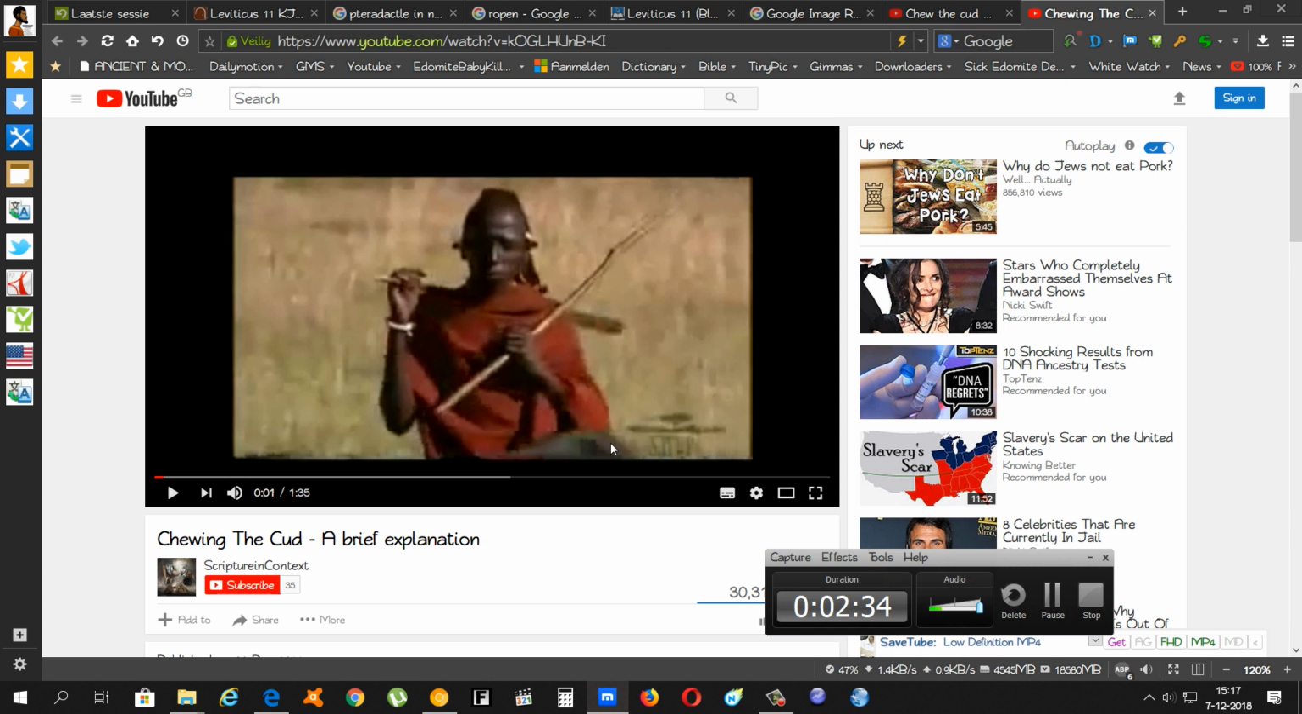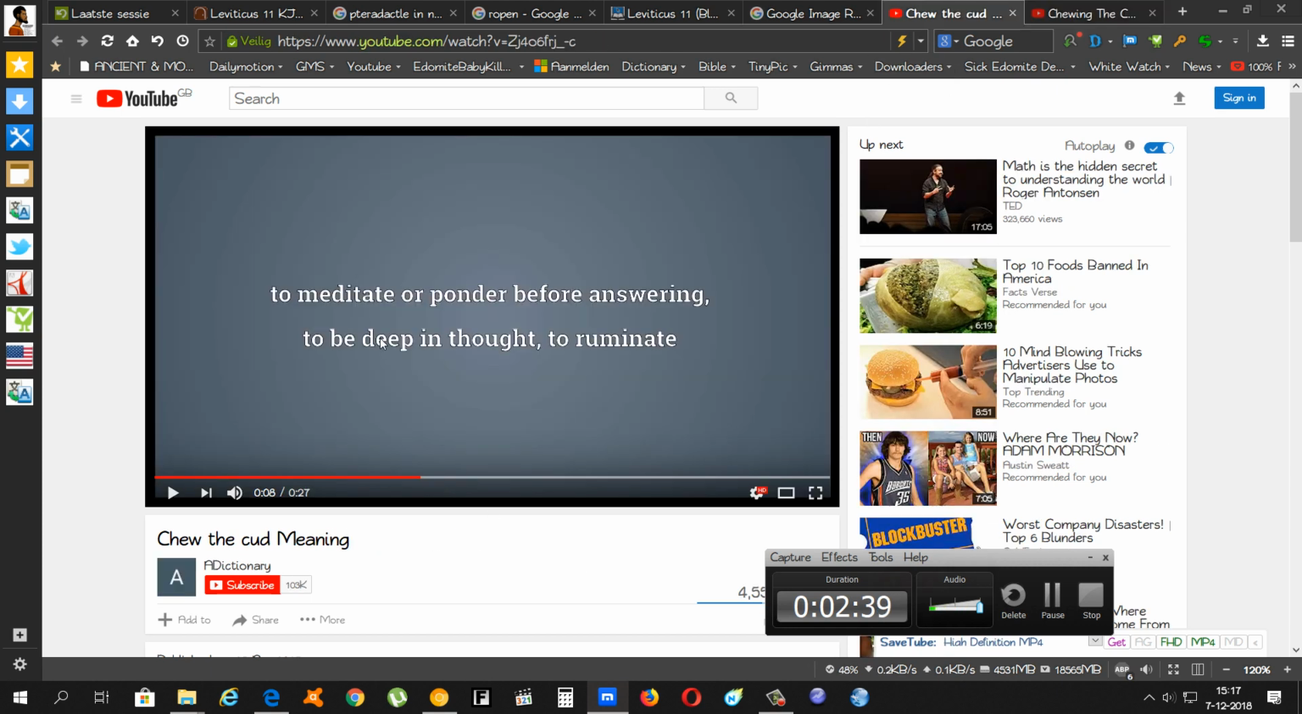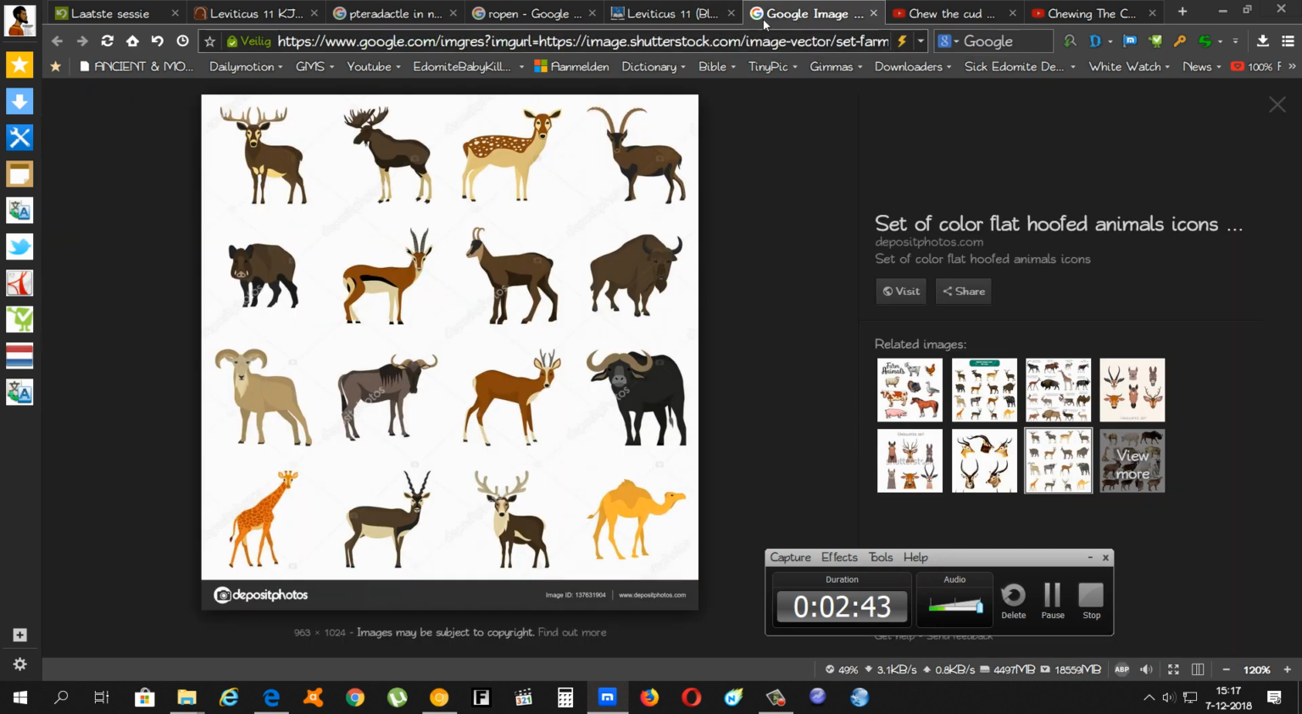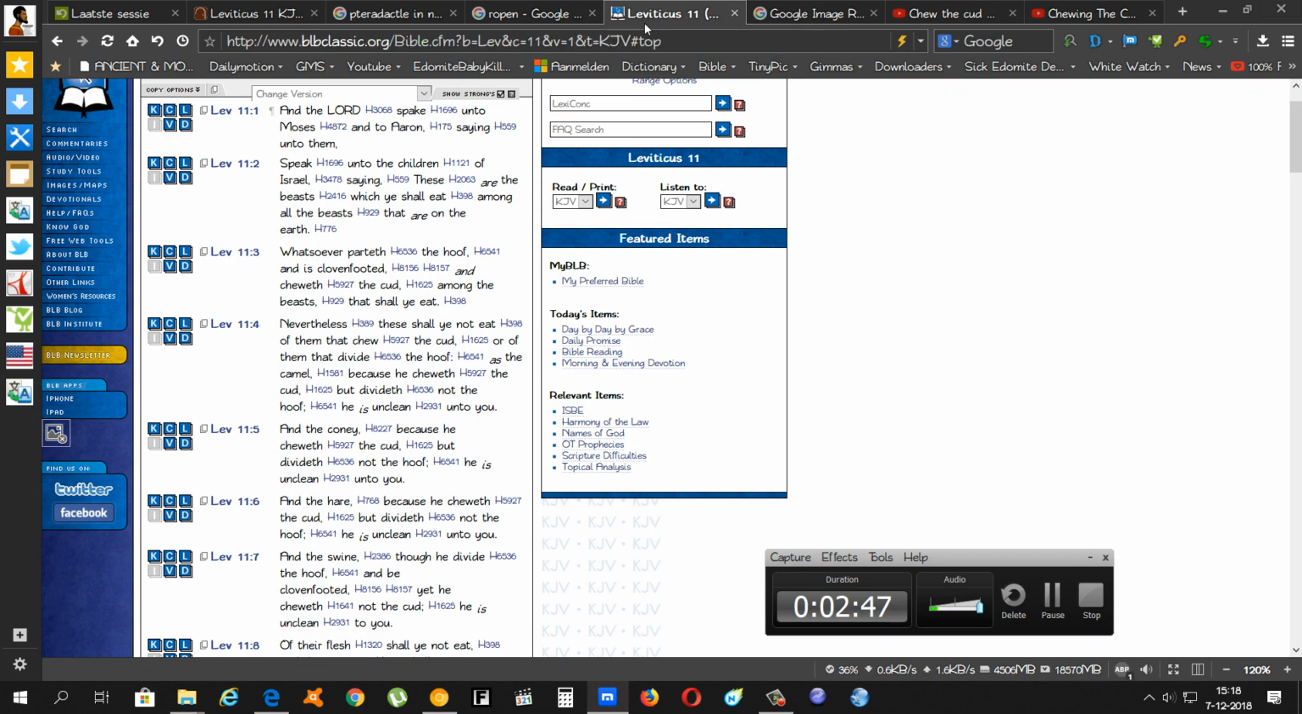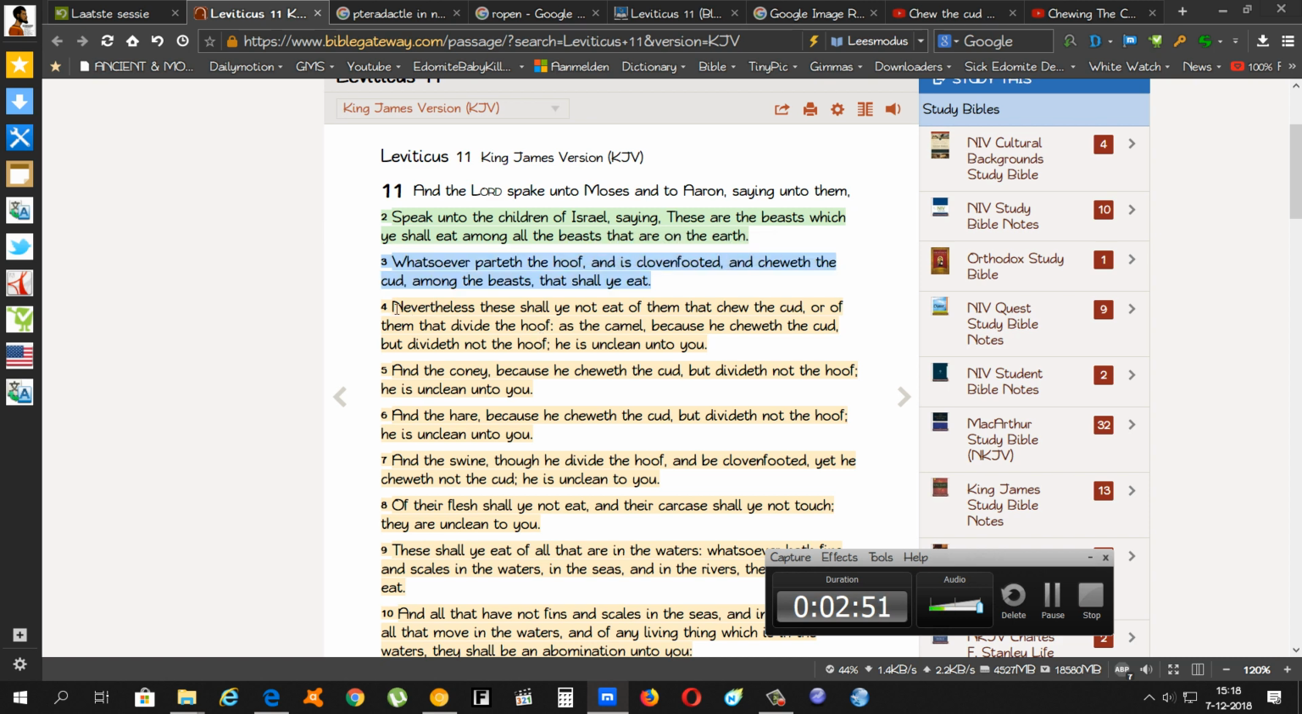And cheweth the cud explained, a brief explanation. I'll put this in the description box so that you can get it even better. Because if you speak Dutch, you don't know what cheweth the cud means. And I didn't know until I learned of it in the Bible. So it says, verse 4. Let me read it again. Whatsoever parted the hoof and is cloven-footed, and cheweth the cud among the beasts, that shall ye eat.